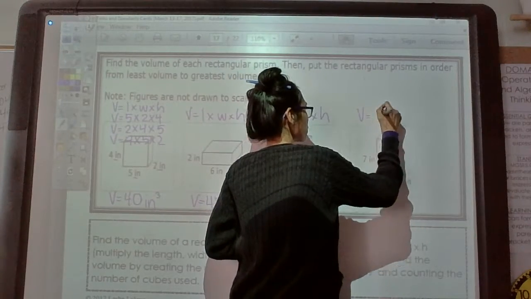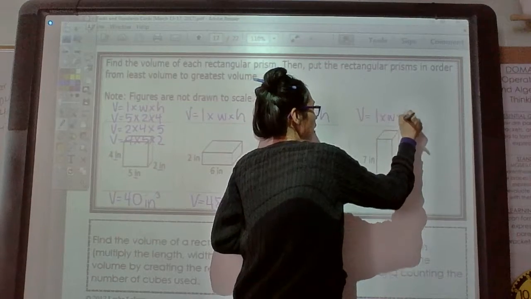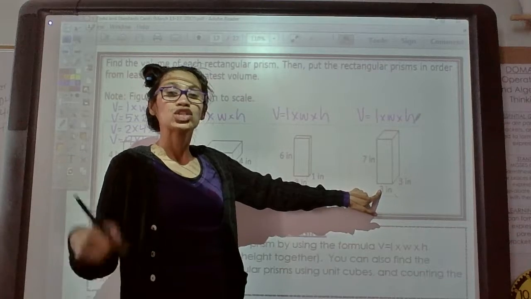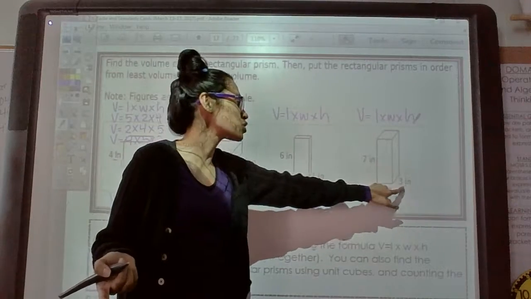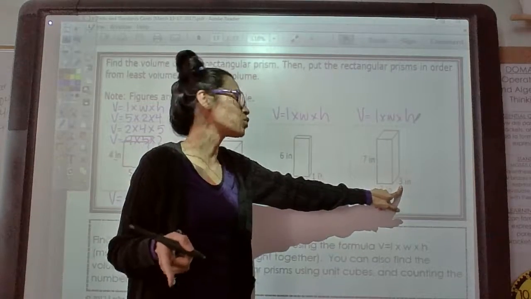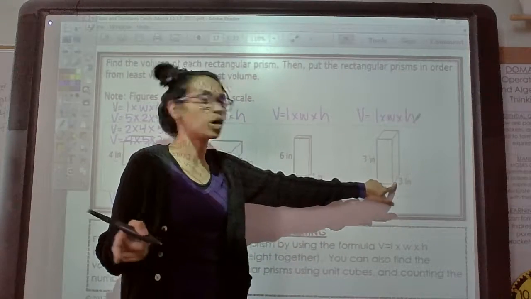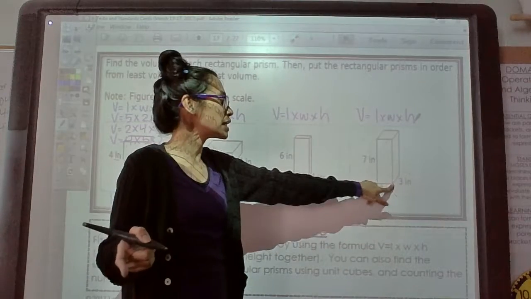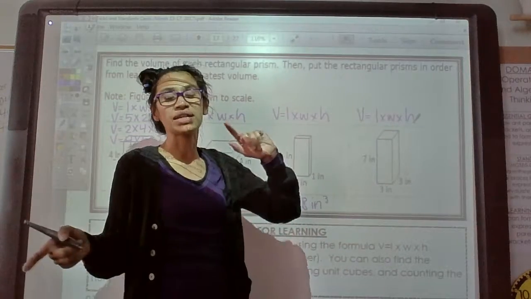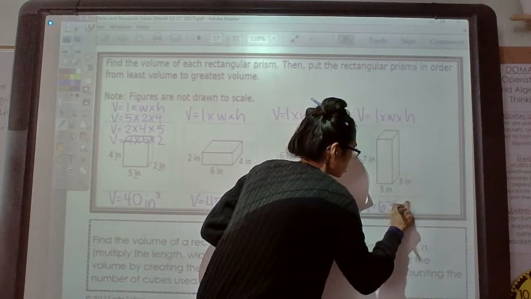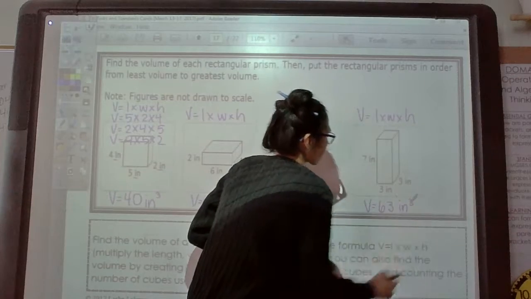And the last one, we have this rectangular prism. Go ahead and write the formula, length times width times height. 7 times 3 is 21. 21 times 3 is, that was easy, 63. Or I can do 3 times 3 is 9. 9 times 7 is 63. So our volume for that is 63 what? Cubic inches. Bam, right there.